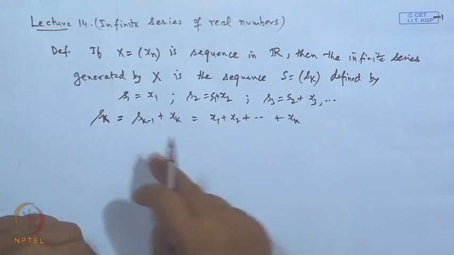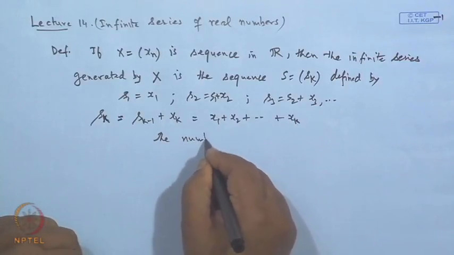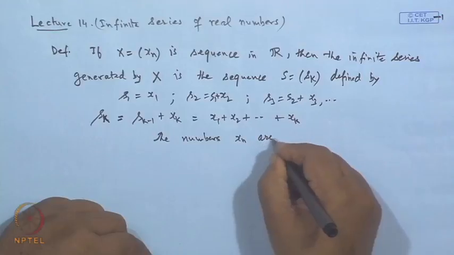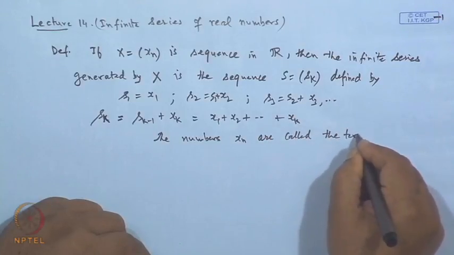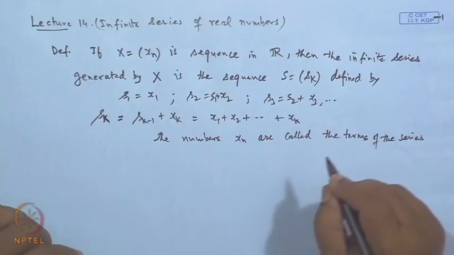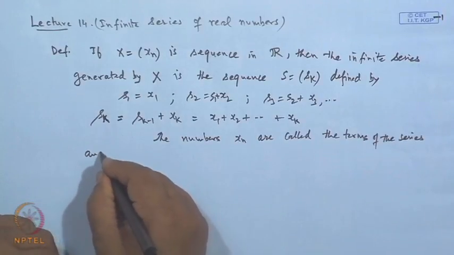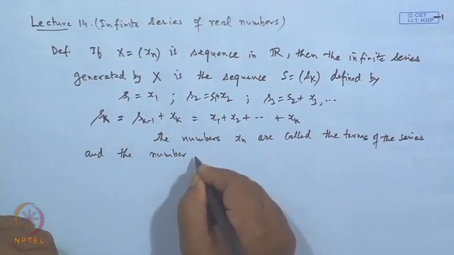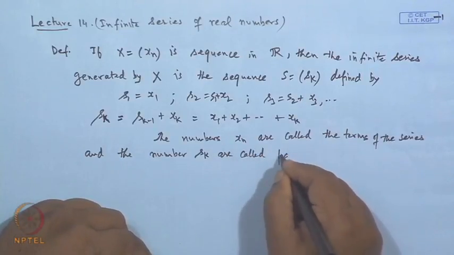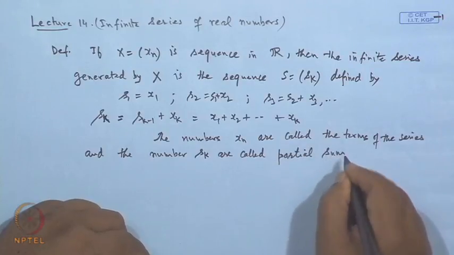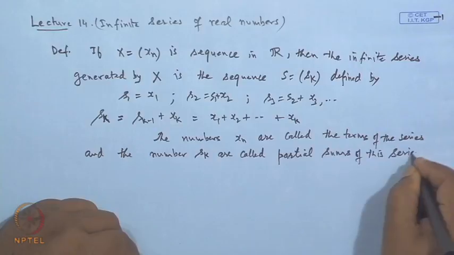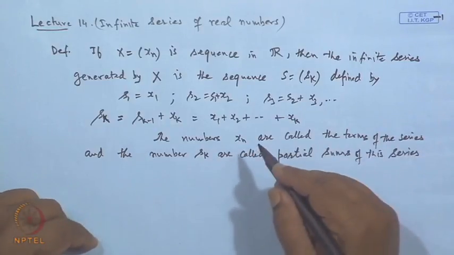The numbers x k or x n are called the terms of the series, and the numbers S k are called partial sums of this series. This S k is the sum of the first k terms of the series and so on.